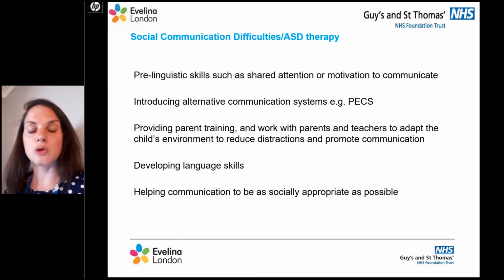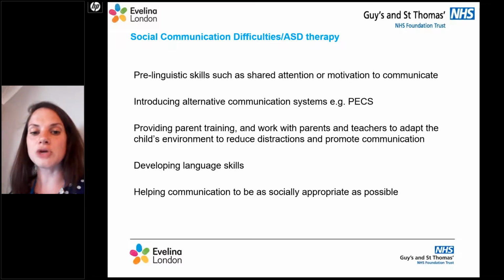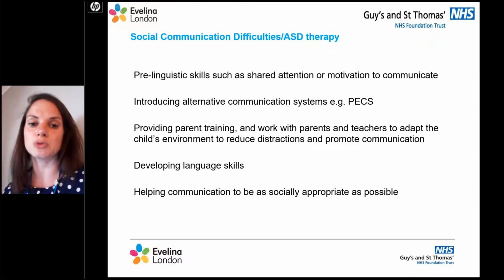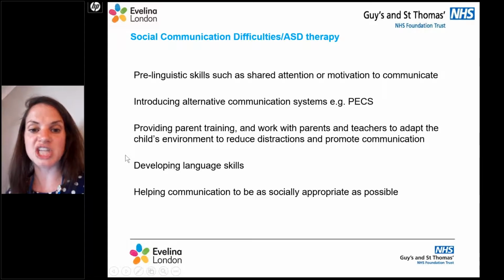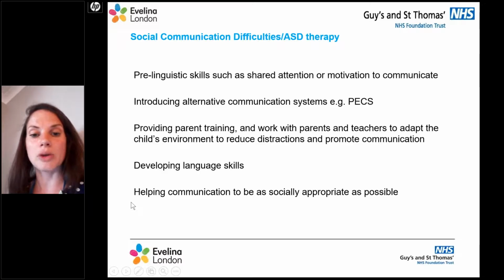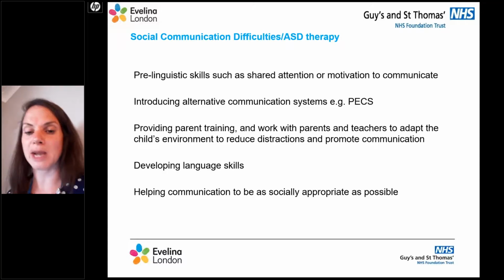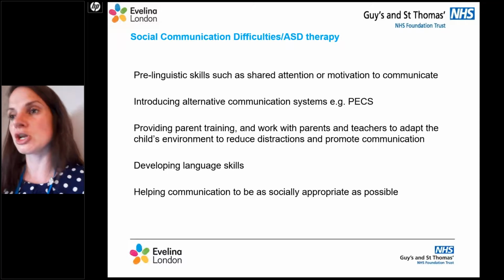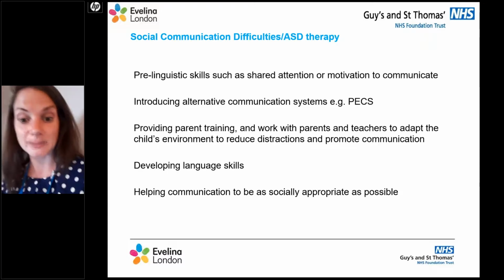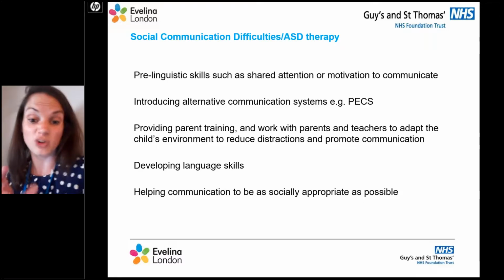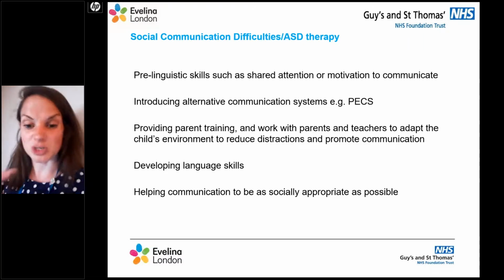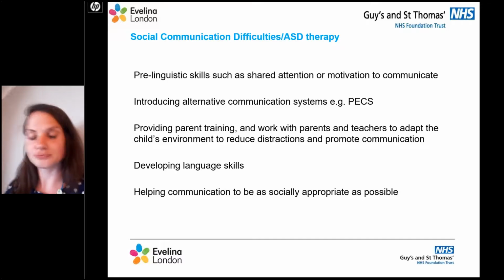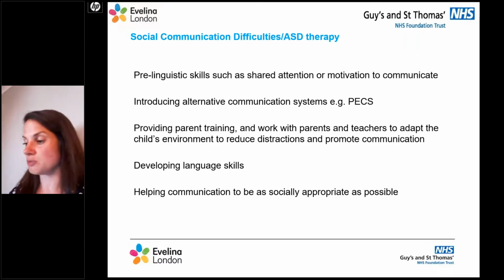Some of the things we might do if we're working with young people with a diagnosis, or if they don't get a diagnosis, we might refer to these children as having social communication difficulties. We might help develop their pre-linguistic skills, such as shared attention and eye contact. We might help the adults who are working with them, or the parents, to help those children become a bit more motivated to communicate. Often young children with autism spectrum disorder might be quite independent and happy to do things for themselves, and don't necessarily want or need to take part in two-way interactions. So we might help those around them to develop situations in which the children have to practice their speech and language skills a bit more. We might also be involved in implementing alternative communication systems.